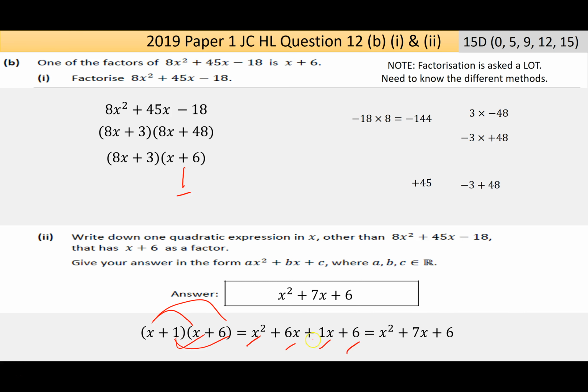Now, I've simplified it, so I want it in the form of ax squared plus bx plus c. That's them combined together. I get x squared, doesn't change, 7x plus 6. That's it. So literally any other factor multiplied by the original factor got me to the answer.